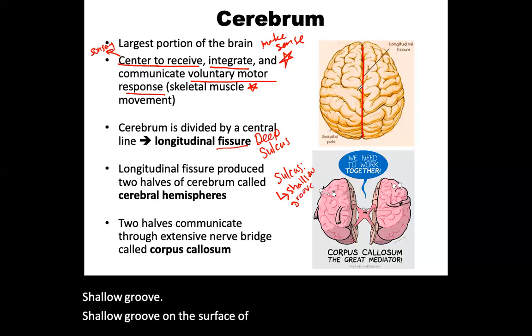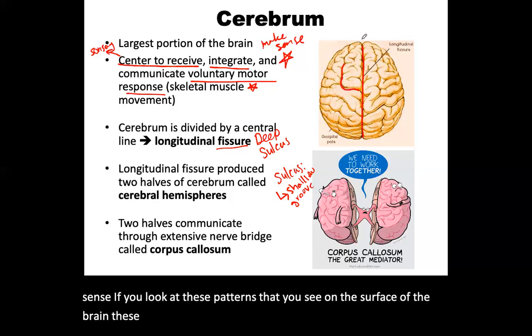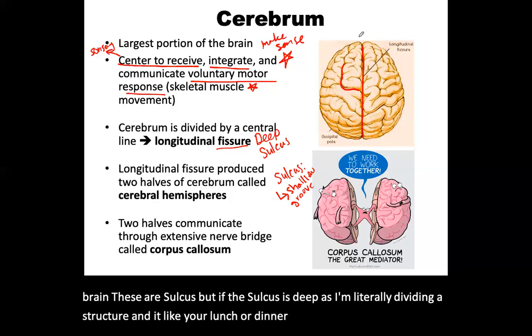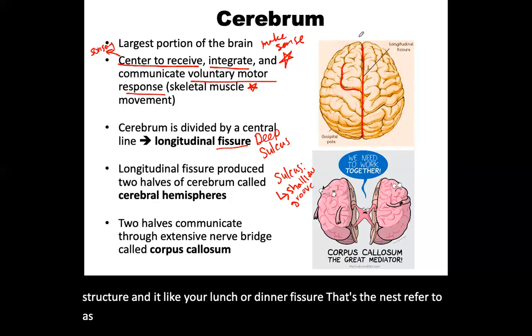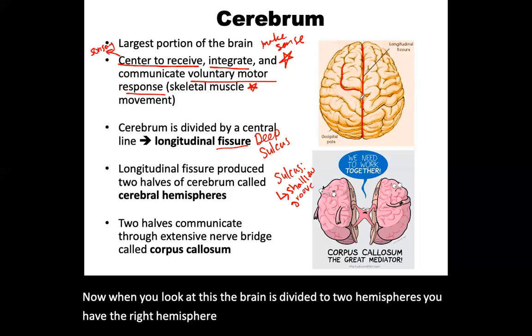So if you look at these patterns that you see on the surface of the brain, these are sulci. But if the sulcus is deep, as in literally dividing a structure, like your longitudinal fissure, that's then referred to as a fissure. Now, when you look at this, the brain is divided into two hemispheres. You have the right hemisphere and the left hemisphere of the brain.